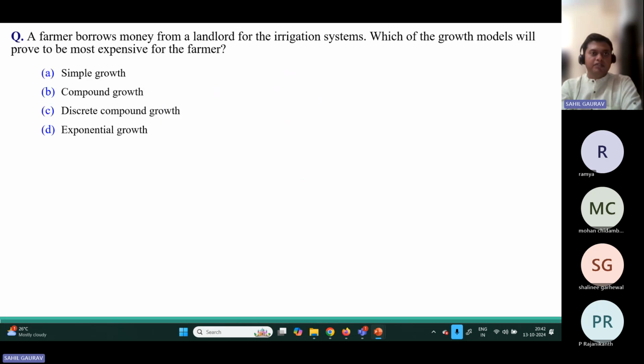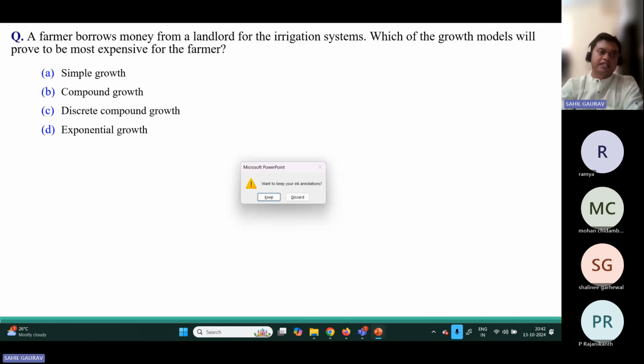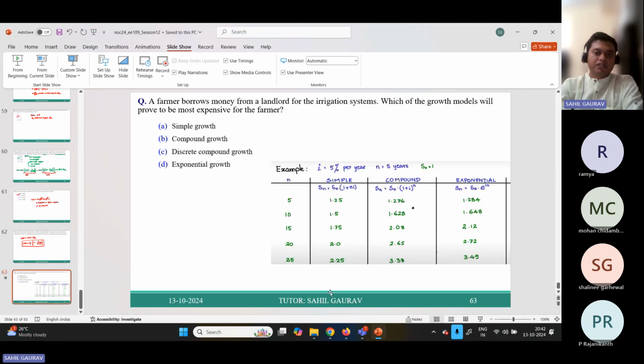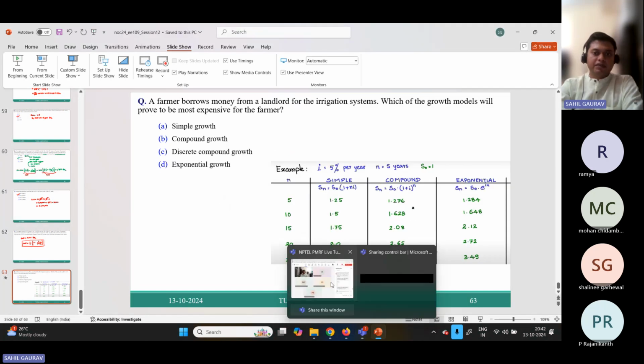Now coming to the next problem. The farmer borrows money from the landlord for the irrigation system. Which of the growth models will prove to be the most expensive for the farmer? The options are simple growth, compound growth, discrete compound growth, exponential growth. So all of you give the answer for the problem.